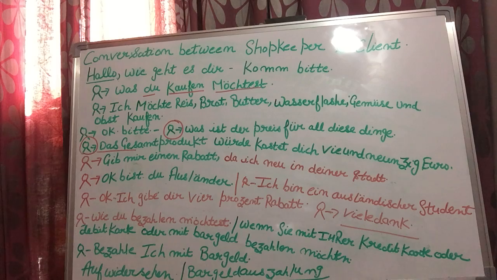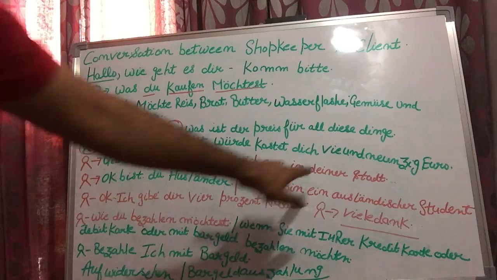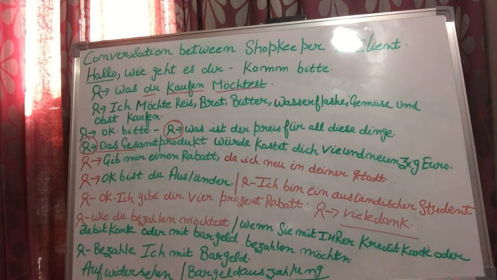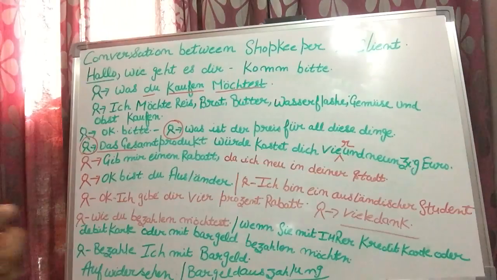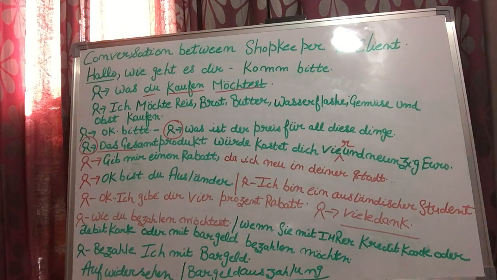So how will you say it in German then? You will say, das Gesamtprodukt würde kostet dich 94 Euro. Is that clear to you? So what you will say, das Gesamtprodukt würde kostet dich, okay? Now 94, basically we have R missing over here. Here we have R, okay? 94 Euro. Okay, Euro.